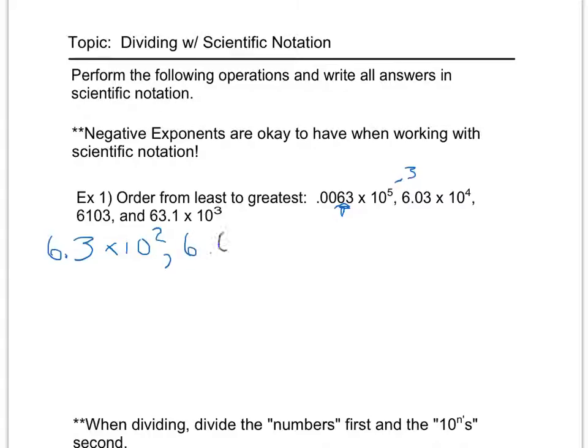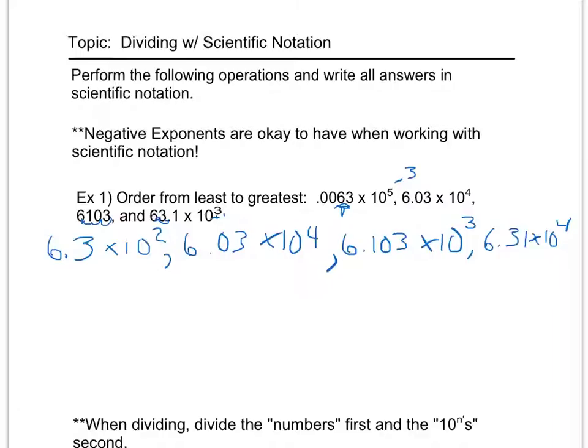My second value is already in scientific notation, so I'm just going to rewrite it. My third value, if I want to put that in scientific notation, I see it as a big number, so I know my exponent is going to be positive. I need to put the decimal here between 6 and 1, so I'll have 6.103 times 10. I moved forward 1, 2, 3, so I'm going to do times 10 to the 3rd. And then finally on the last one, putting that into scientific notation, I'm going to move forward 1, which tells me to add to my exponent, giving me 6.31 times 10 to the 4th.